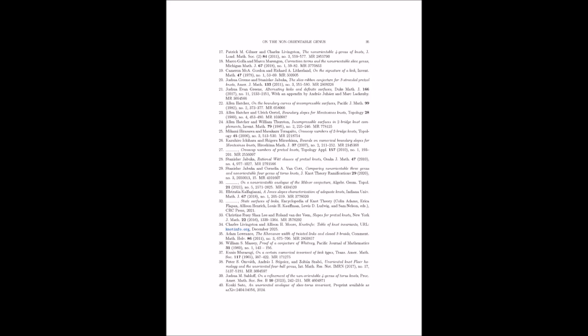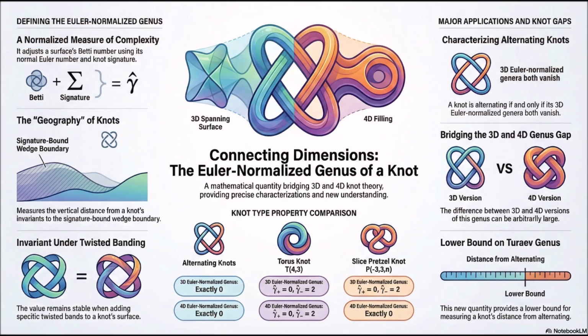The paper on our desk today is titled On the Non-Orientable 3 and 4 Genera of a Knot, Connections and Comparisons. It was authored by Knihs, Jeanette Patel, Thea Rugg, and Joshua M. Sabloff. The date on the manuscript is February 16th, 2026.